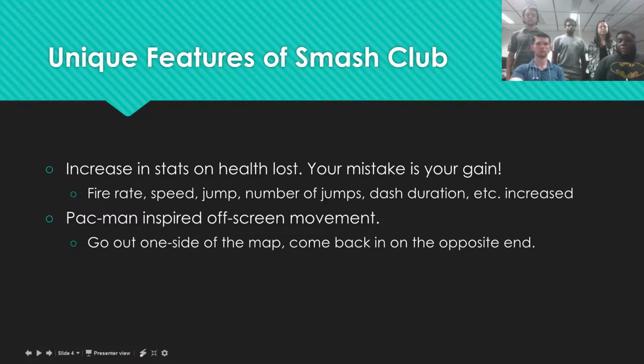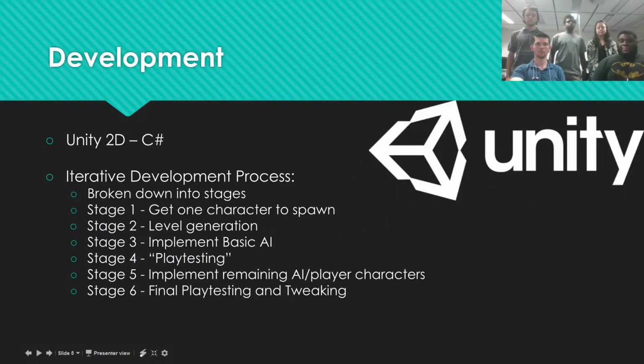There are increasing stats on health loss, so your mistake is your gain. For example, there's fire rate, speed, jump, number of jumps, dash duration, and a lot more. And there's a Pac-Man inspired off-screen movement, so if you go all the way to the far right or left on a certain part of the screen, you come out the other side. Same thing if you go all the way down a certain part of the screen, you come up from the top, etc. So with our development, we handled the game within Unity 2D on C#.